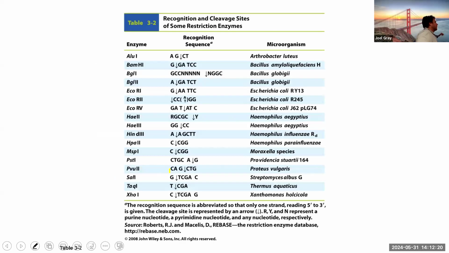This is a long list of examples. I have no expectation that you memorize these or learn these. What I do want you to understand, though, is this right here, this enzyme name. Now, I'm going to highlight a couple. Maybe the most common restriction enzyme is known as EcoRI. I've highlighted it. It's written as ECORI.